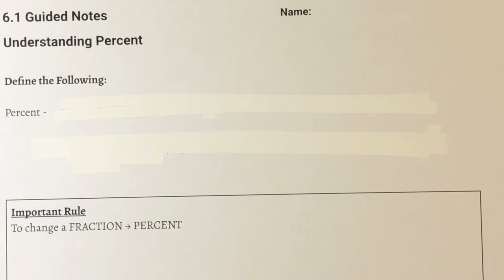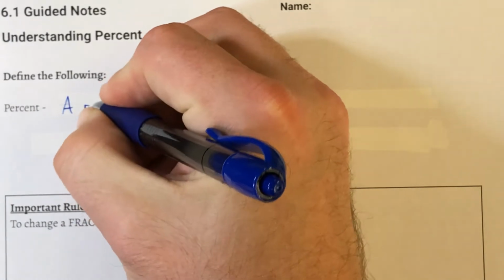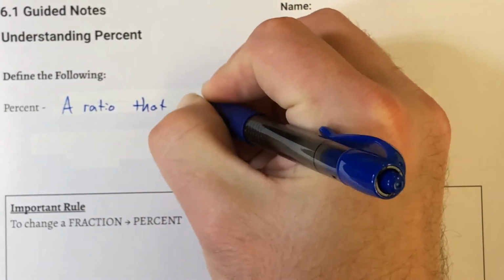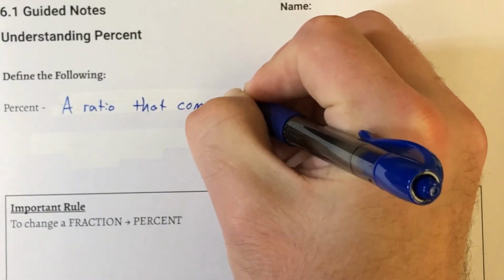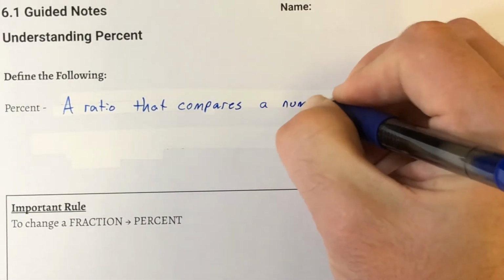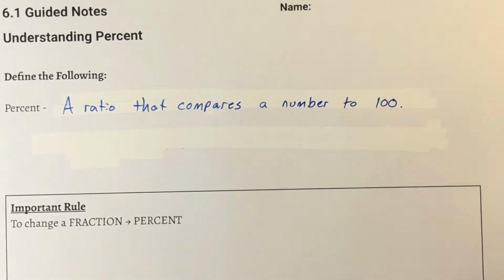So our first and only definition or vocab term is percent. Percent is a ratio that compares a number to 100. So anytime you compare a number directly to 100, you have yourself a percent.